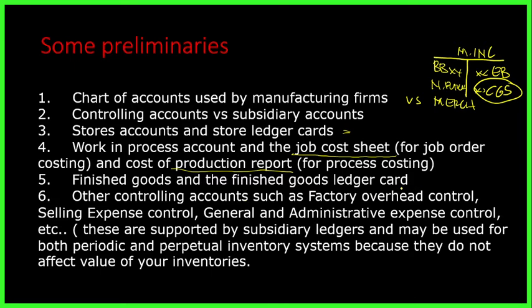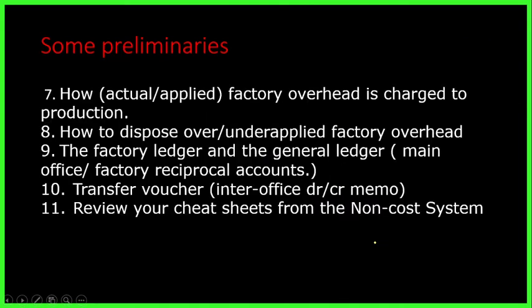Then other controlling accounts such as your factory overhead, selling expense, G&A expense, which are supported by subsidiary ledgers and may be used for both periodic and perpetual inventory systems. Anyway, they don't affect naman. They don't affect the value of your inventories. Ayan na. Okay, may katuloy pa pala. You should also know how actual and applied factory overhead is charged to production, and we have a separate discussion for accounting for overhead.